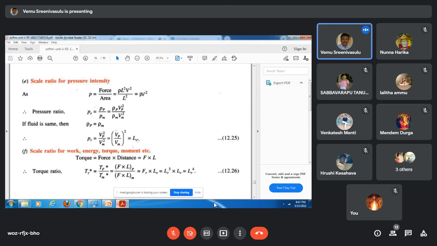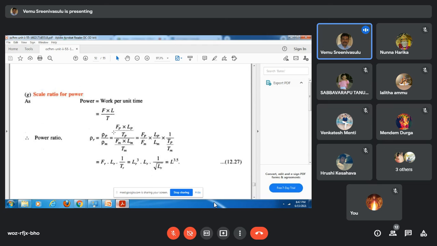Similarly, the scale ratio for pressure intensity PR is equal to LR. Similarly, the scale ratio for work, energy, torque, moment is equal to LR to the power of 4. I'm skipping the derivation; you can see that it is easy to understand. The scale ratio for power is work per unit time. So PR, the scale ratio for power, is equal to power of prototype divided by power of model. That is equal to LR to the power of 3.5.